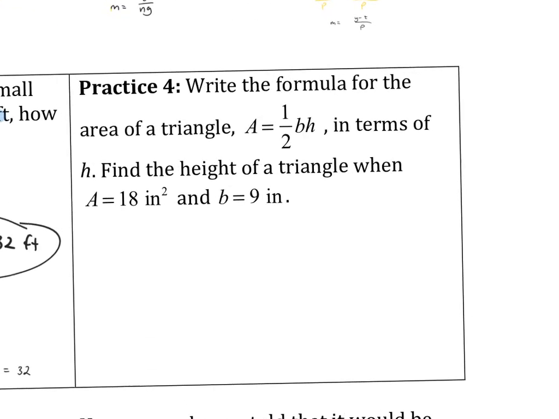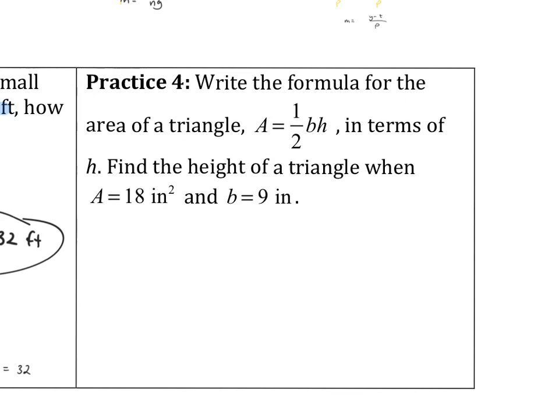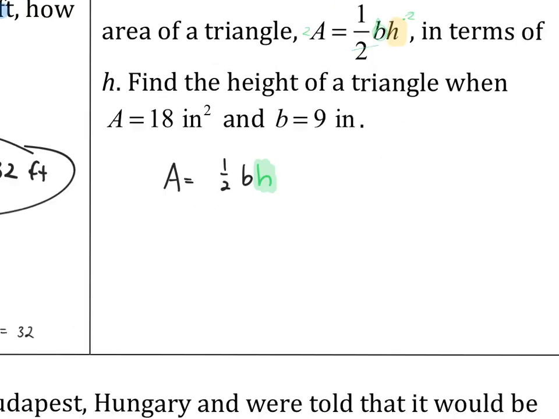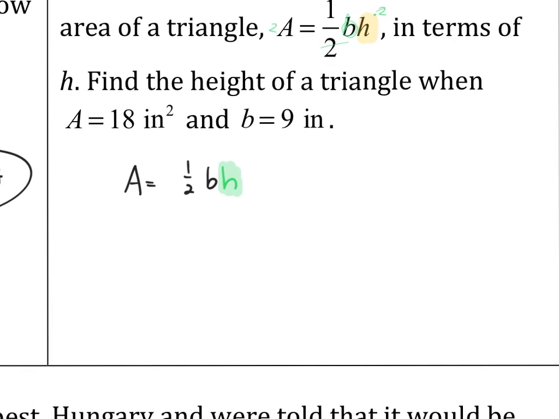Your turn. In this triangle, we know the area and the base, but your job is to first isolate the h, get the h by itself. In other words, find a formula to find h. Then I want you to substitute. So in this one, we have the area of a triangle, 1/2 base times height. And if I want to get the h by itself, notice the two things I need to get rid of. I need to get rid of the half and the b.